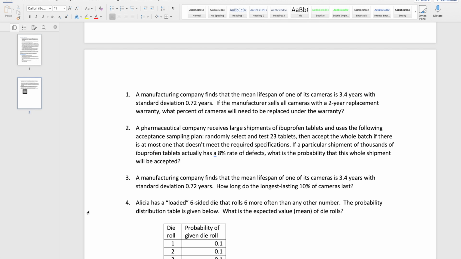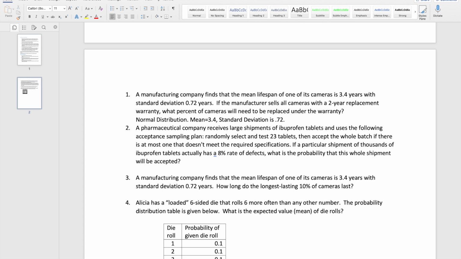Okay, so in this case, I'm going to use a normal distribution. I assume this is a normal distribution based on what they're telling me. And my mean is equal to 3.4. I know this because that's the mean lifespan once again. And then my standard deviation is 0.72.